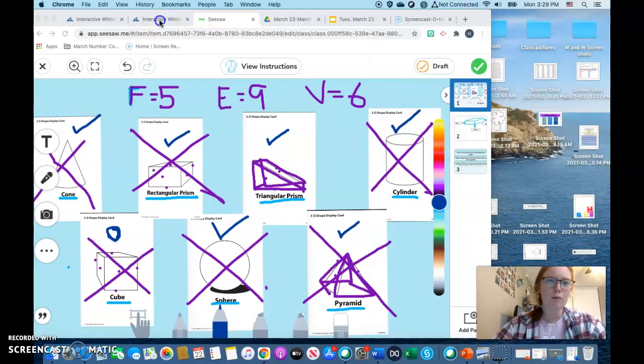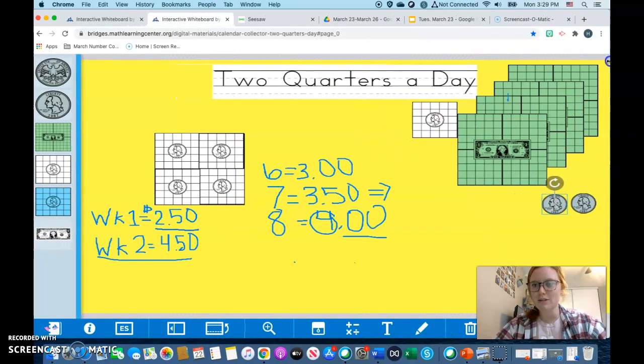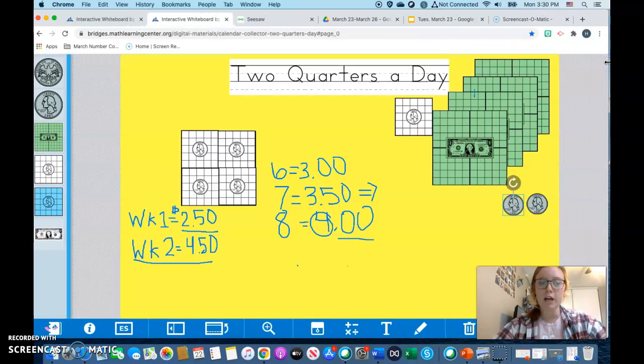I'm going to hop over to our coin collector. So remember, for the month of March, we're not only learning about 3D shapes and their characteristics and what makes them unique, but we're also collecting coins. We're specifically collecting 2 quarters a day. So, if you remember way before spring break, our first week we collected a total of $2.50. Then after our second week, we collected a total of $4.50 all together for a month. Now remember, we're trying to see how much money we can collect for the whole month of March.